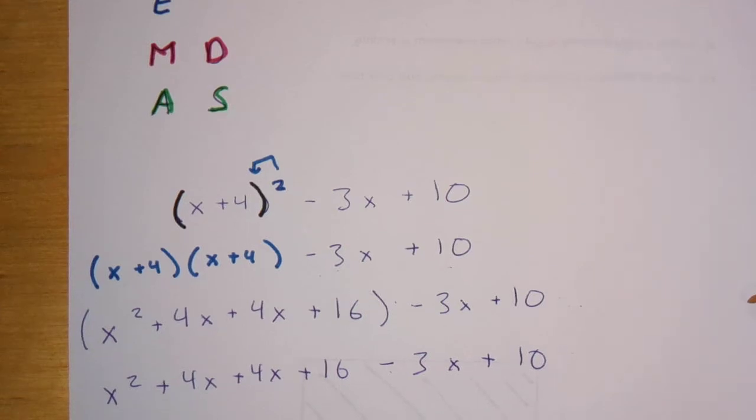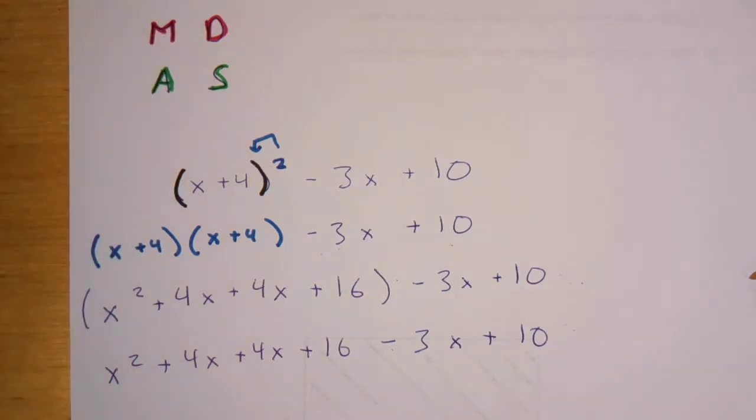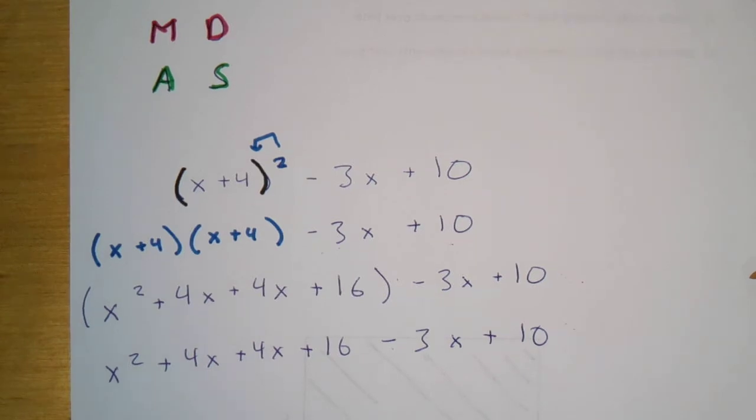Okay. Next thing I'm going to do, I'm going to look for any multiply or divide that I can do that will make things simpler. Now there's a multiply between this 4 and the x, but I can't do anything to make it simpler there. Here's another multiply, but negative 3 times x just becomes negative 3x. So there's no multiply or divide I can do that will make this simpler. So I move on to adding and subtracting.